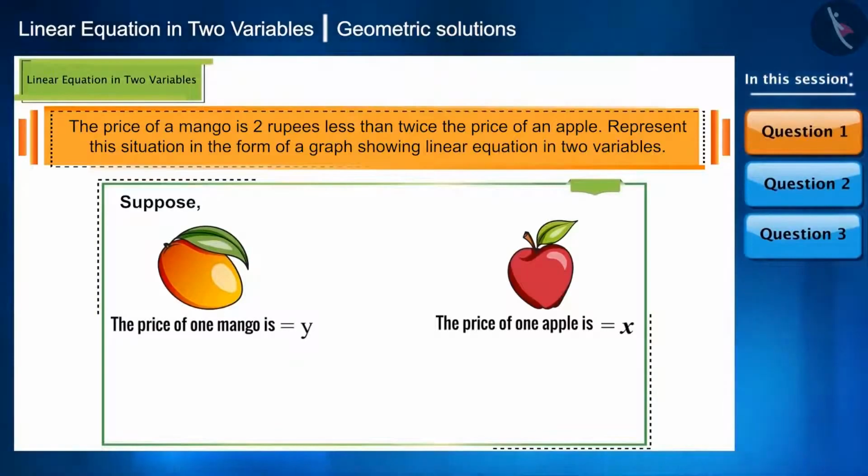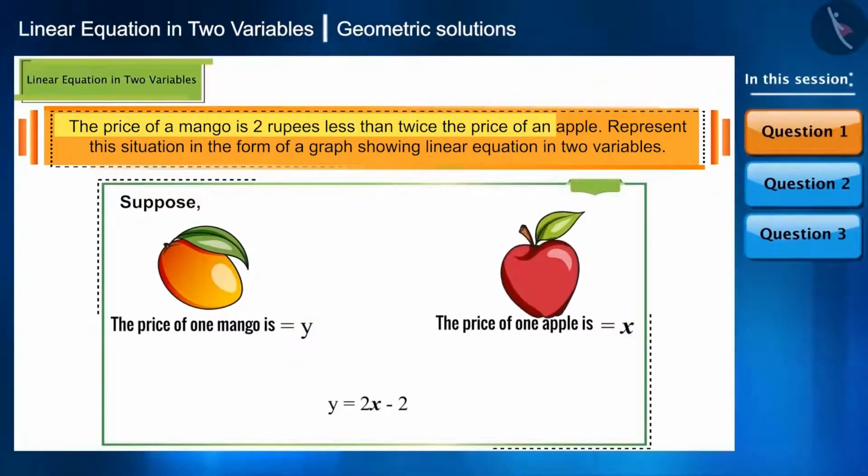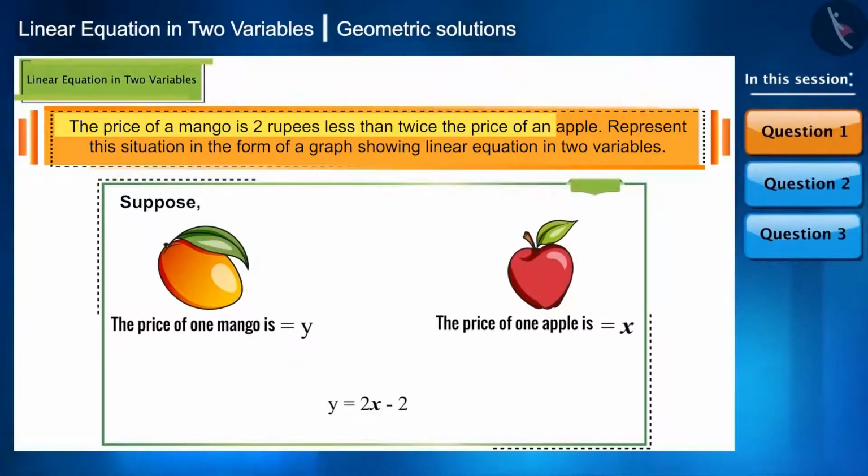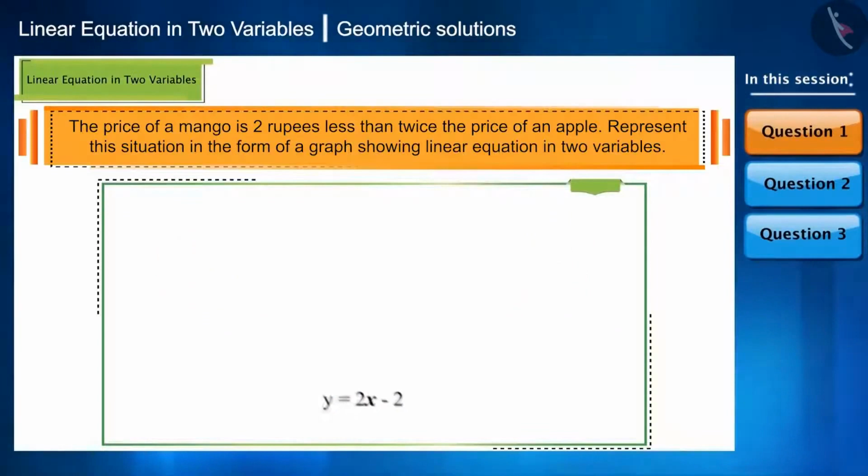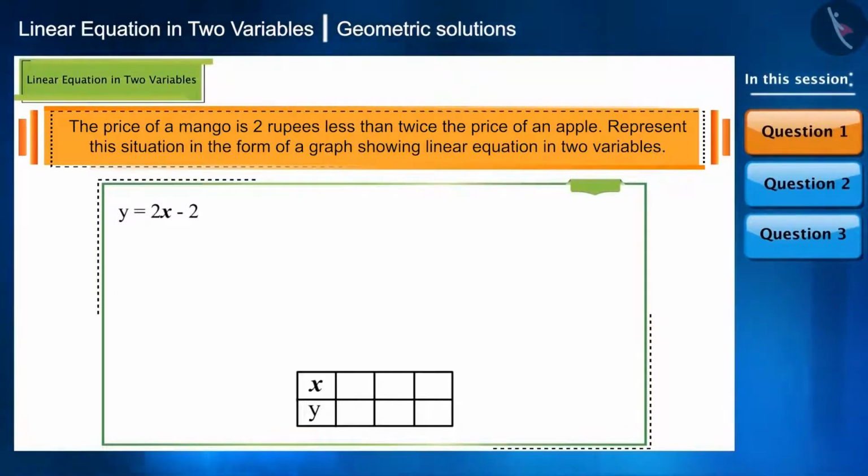Now, according to the condition, we will form an equation. The condition is that the price of one mango, that is y, is 2 less than twice the price of one apple. Y is 2 less than 2x, that is y is equal to 2x minus 2. The equation is ready. Now, we have to make a graph by marking their coordinates on the x and y axis. How will you do this? We will make a table of x and y and find different values for x and y.